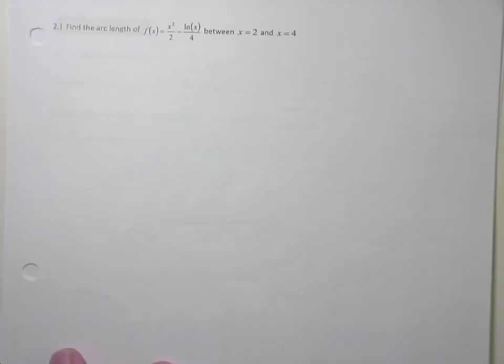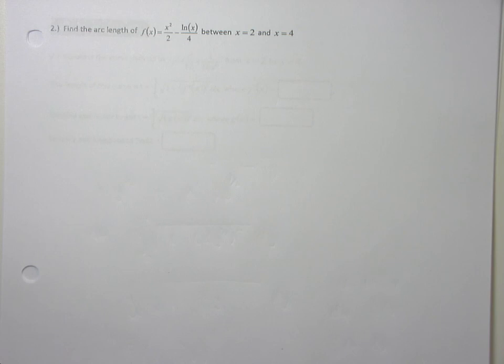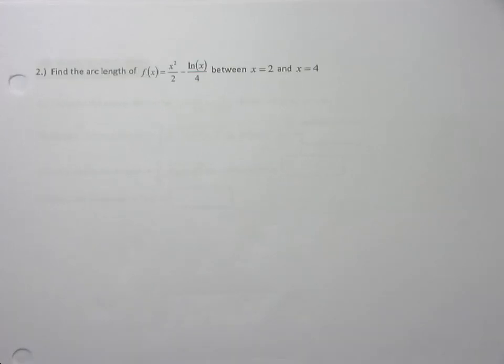I mentioned to you guys that in WebWork, they're going to do some very special problems. Here is one of these very special problems that WebWork has set up for you, because this thing looks absolutely nasty. Let's read the problem here. It says: find the arc length of the function f of x equals x squared divided by 2 minus natural log of x over 4, between x equals 2 and x equals 4.